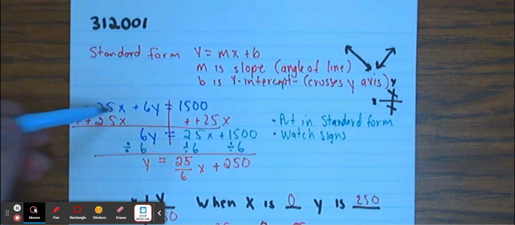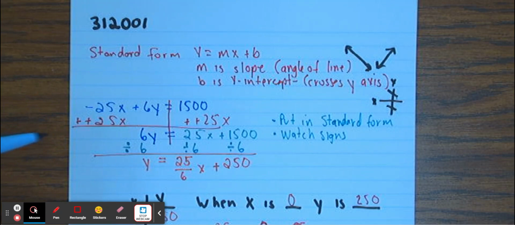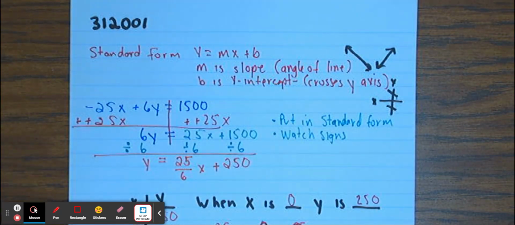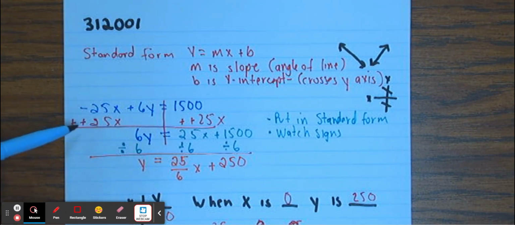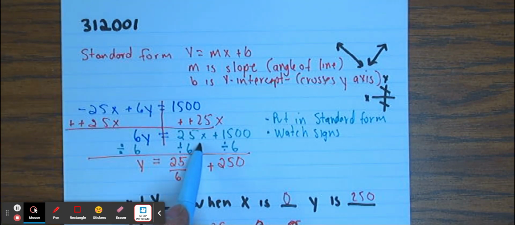So this was the problem we saw on the screen: negative 25x plus 6y equals 1500. The first thing you need to do is to put it in this form by manipulating, using your skills, watching your signs. So negative 25x, I'm going to add 25x to both sides. I want to rewrite it so my x is first, just like this. So I end up with 6y equals 25x plus 1500.